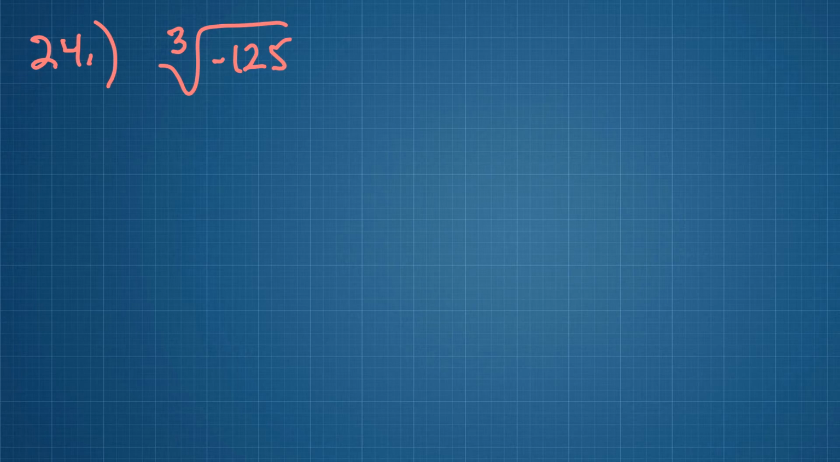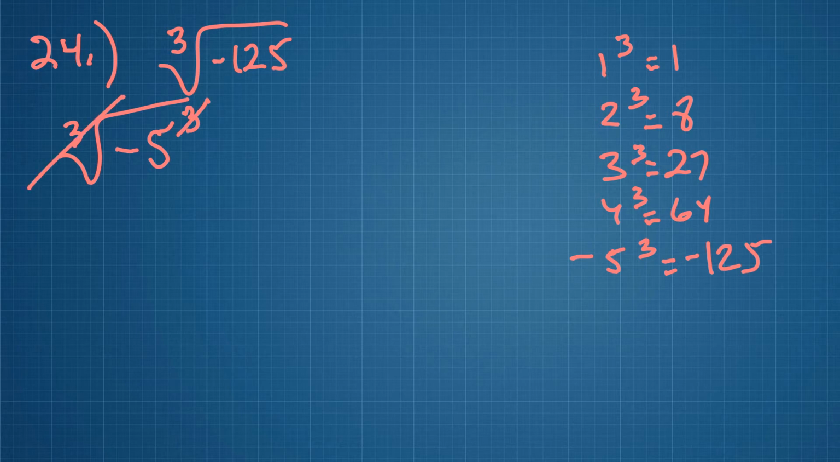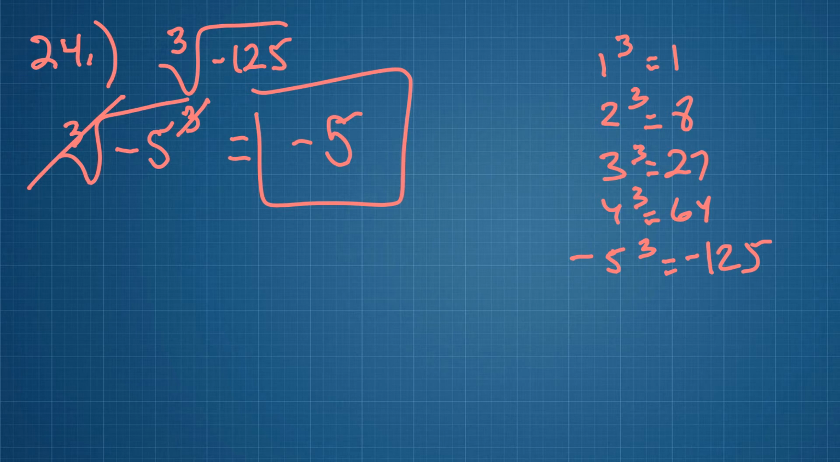We have the cube root of negative 125. Now that's already in radical form, so I'm just going to make negative 125 a perfect cube. So 1 cubed is 1, 2 cubed is 8, 3 cubed is 27, 4 cubed is 64, 5 cubed is 125, which means negative 5 cubed is negative 125. So I write this as the cube root of negative 5 to the third power. The 3's cancel. You're left with negative 5. That's it.